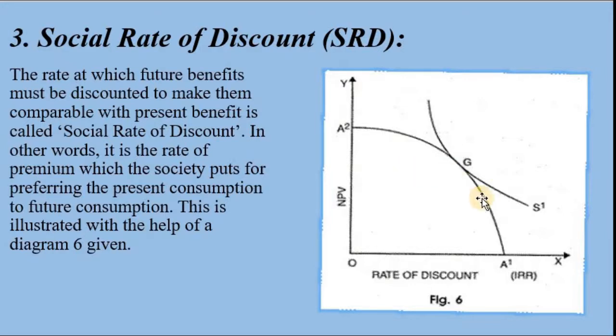The slope of the transformation curve A1A2 represents the rate of returns on investment, and the social indifference curve, that is S1, represents the rate of time preference. In simple terms, we can say the social discount rate is determined by the equality at point G of the rate of returns on investment and the time preference, that is S1 at point G.